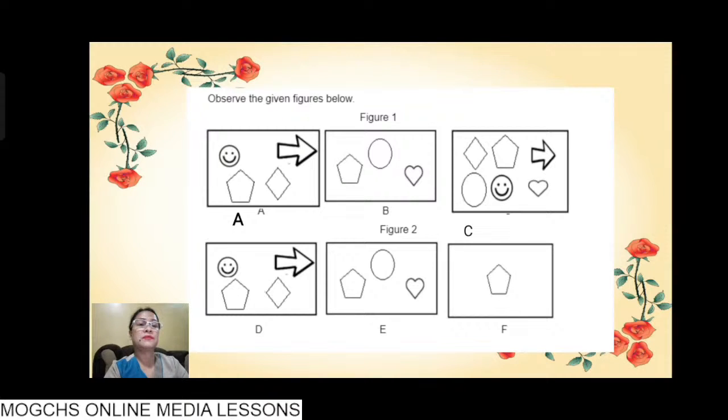Observe the given figures below. We have figure 1 and figure 2. Notice in figure 1, the objects in box C are the objects from box A and B. If you combine the objects from box A and B, the result is box C. But take note, in box C, there is no repetition of objects. On the other hand, figure 2 illustrates the box F is just a result if you get the common objects from the box D and E.